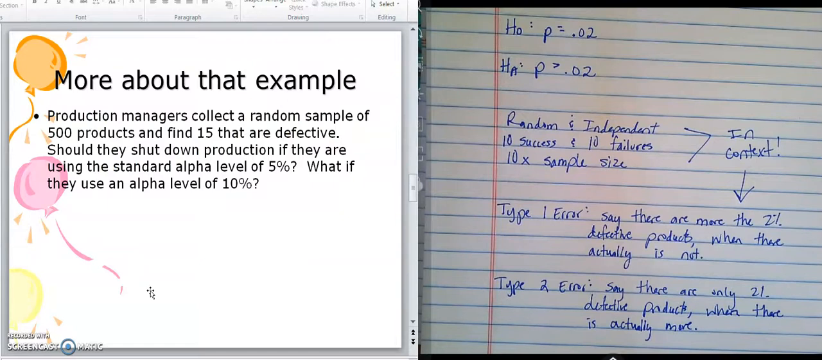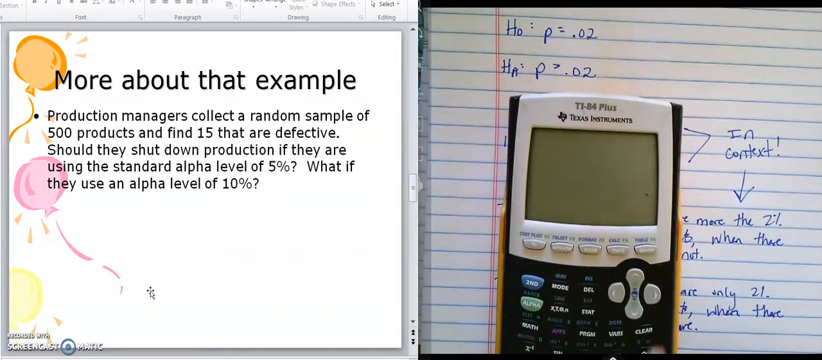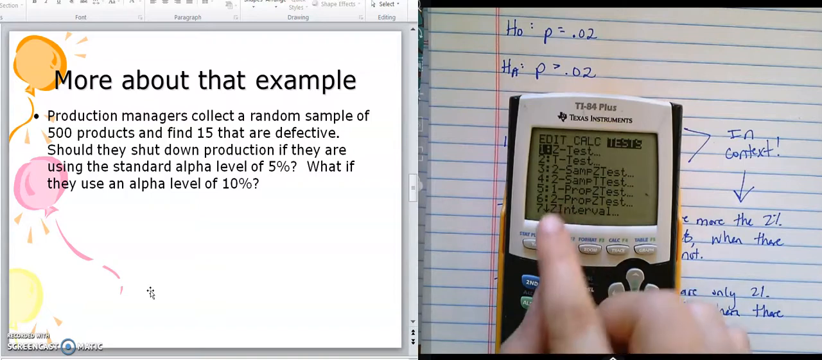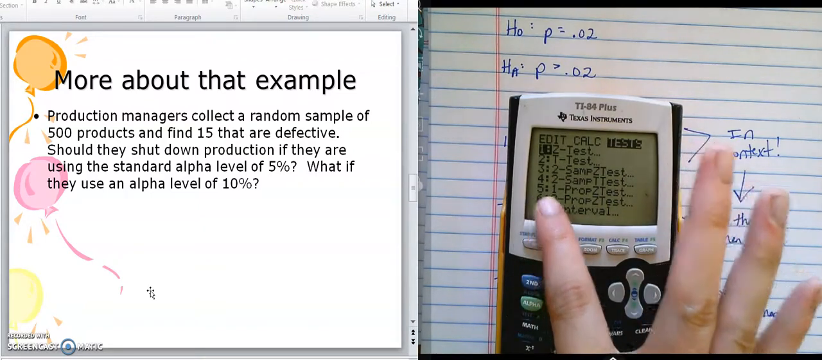All right, so looking at this example, it says a production manager, same example, guys, collects a random sample of 500 products to find that 15 are defective. Should they shut down their production if they are using the standard alpha level of 5%? So this is where you need your calculator. So you're going to go to stat, over to test. And for this one, we're using number 5, which is a 1 proportion z-test.